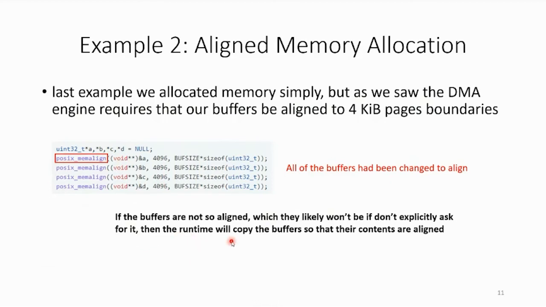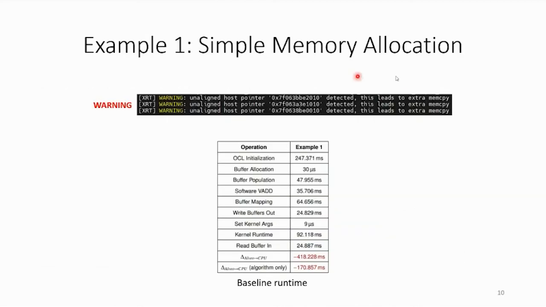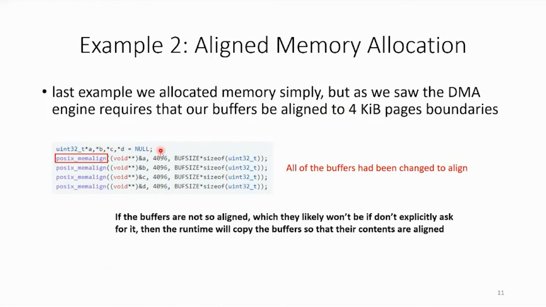And what happens if you don't align the buffer is that the runtime will copy the buffer's content, because the content is not aligned. It will not copy the pointer, it will copy the content. So here it says this leads to extra memory copy. It's because of this. There are many ways we can allocate an aligned buffer, and this is just one of them.